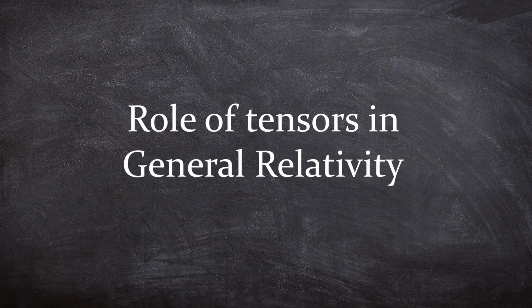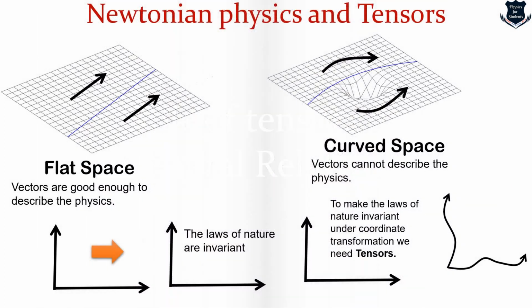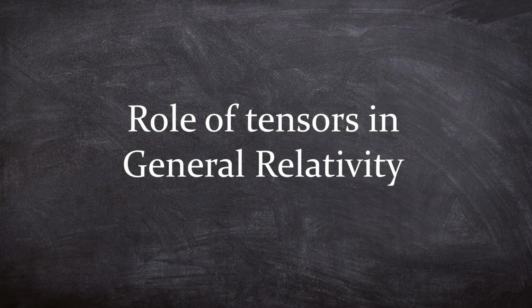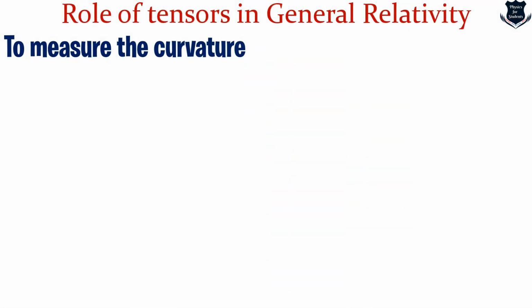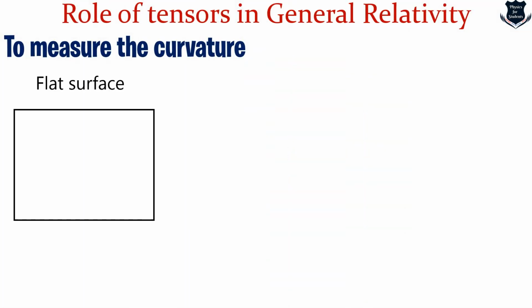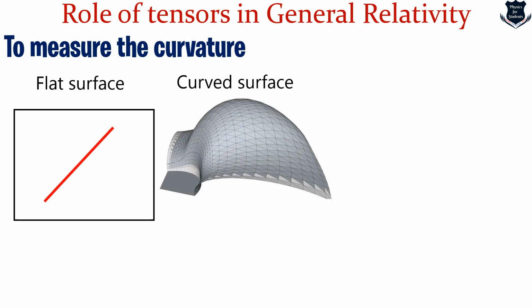Now the question is: what is the role of tensors in general relativity, or what actually is the function of tensors in general relativity? Coming up in this part of our video. So the first thing is to measure the curvature. Here is a flat surface and this is a red straight line which goes along it, and when I get a curved surface, you see that the line moves and takes a curvature.